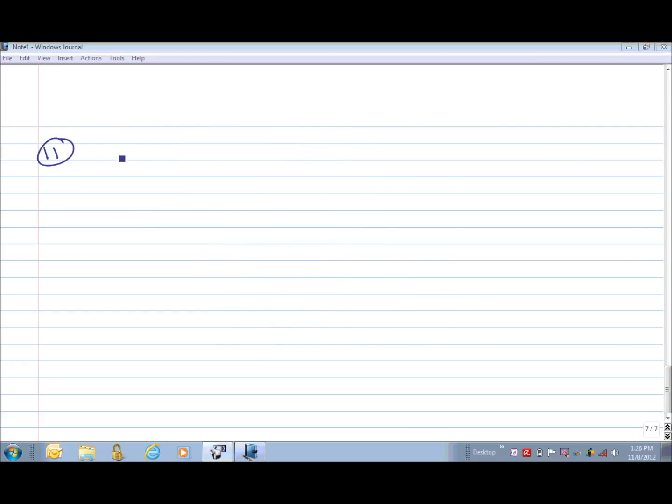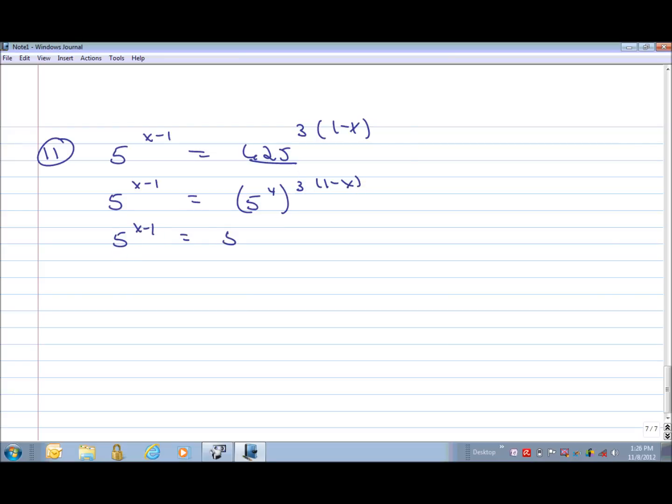All right, let's look at number 11. We're going to have 5 to the x minus 1 equals 625 to the 3 times 1 minus x. Let's look a little trickier. Okay, we're going to rewrite 625 as base 5, so we're going to have 5 to the x minus 1 equals 5 to the 4th, all raised to the 3 times 1 minus x. All right, so 4 times 3 is 12, so we have 5 to the x minus 1 equals 5 to the 12 times 1 minus x.